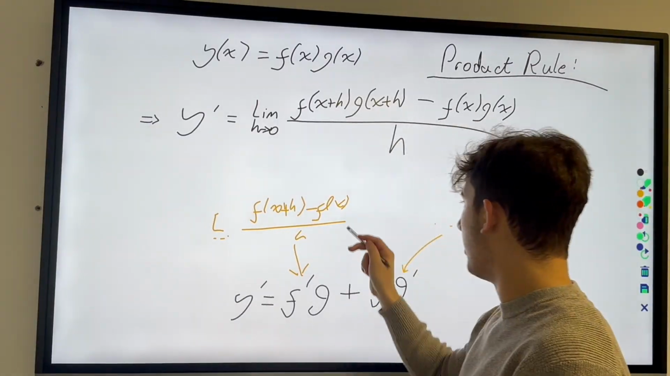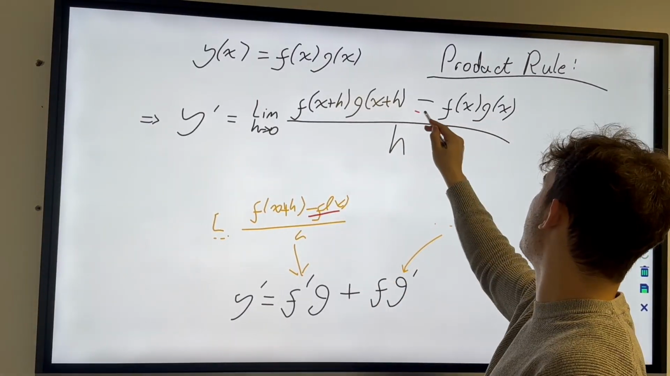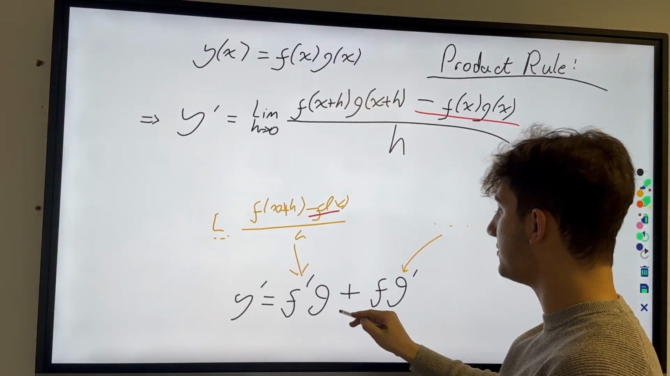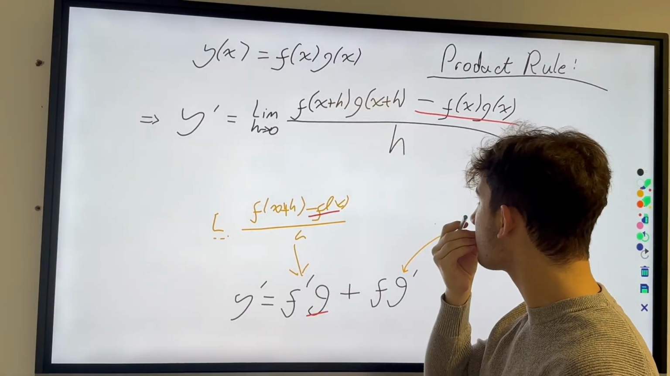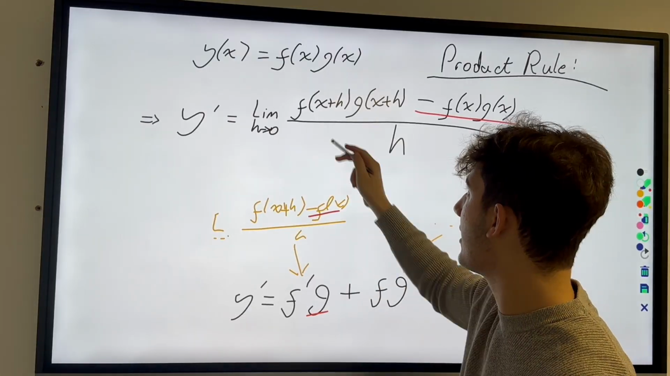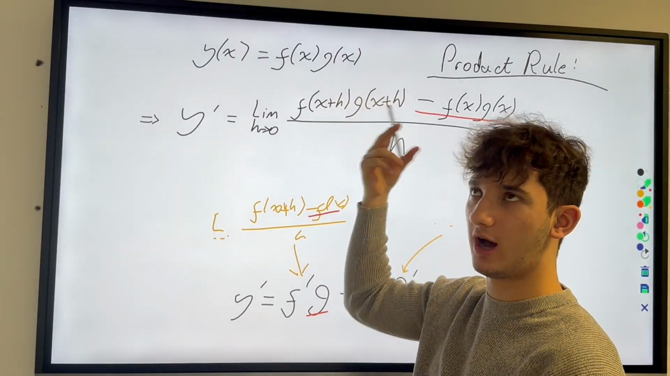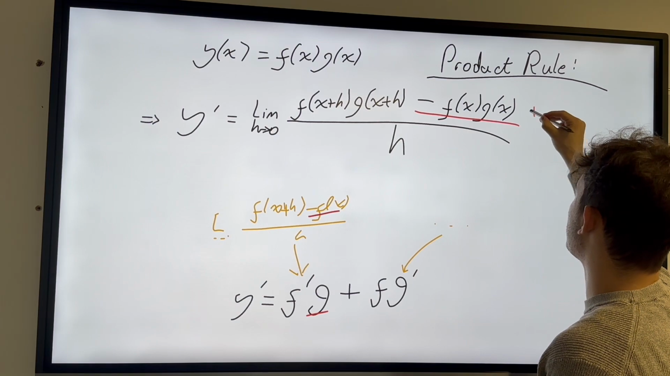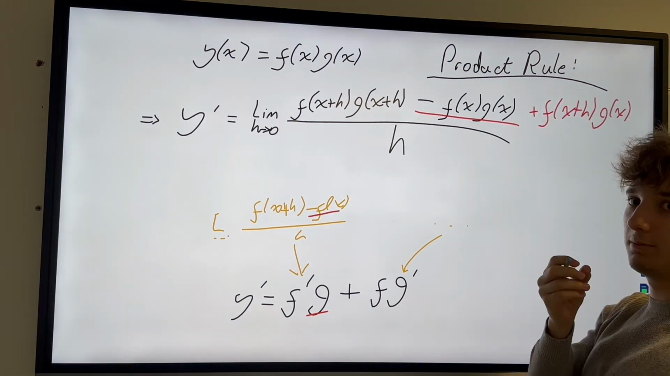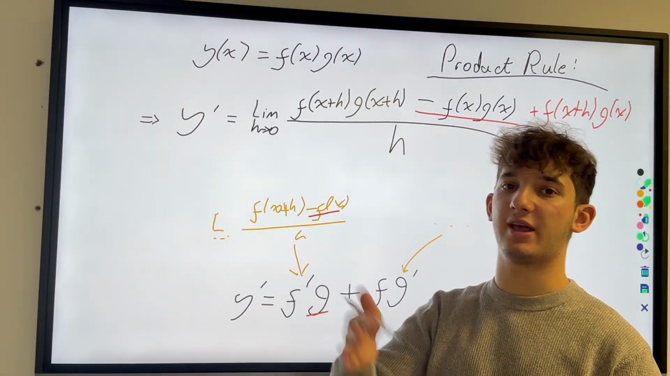Well, I know that I've got a minus f of x here and a minus f of x here. And this one's times by g, which is exactly what I need. So we need somehow to get an f of x plus h times by g. So what if I just add that into the fraction? But the thing is, whatever I add, I have to take away as well.